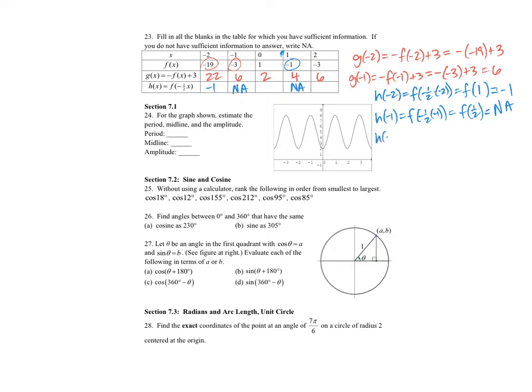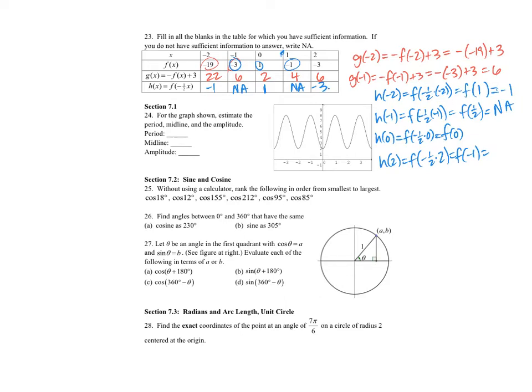What about h of 0? That's f of negative 1/2 times 0, which is f of 0. And f of 0 I'm given as 1. And h of 2 is going to be f of negative 1/2 times 2, which is f of negative 1. And f of negative 1 is given as negative 3. So you can fill out the table there.